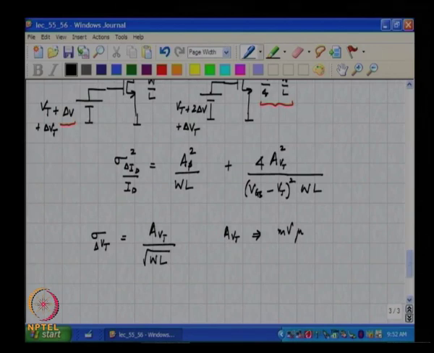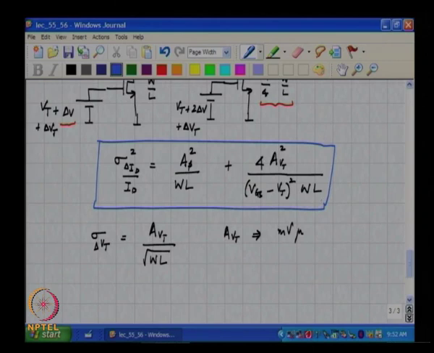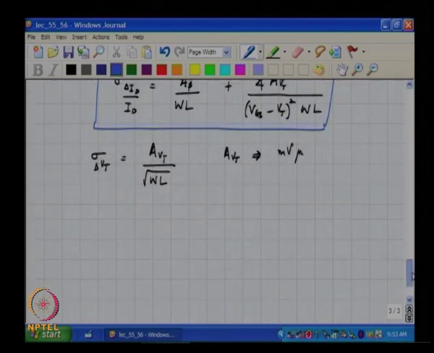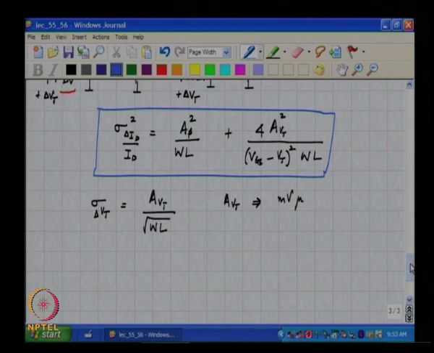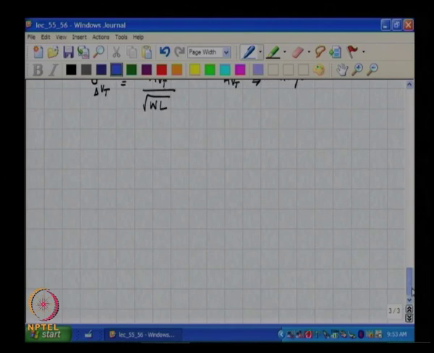Okay. So, if for the same current you want to reduce the mismatch, or in other words if you want to reduce this sigma delta ID by ID, the only way you can do it is to keep W by L the same and keep increasing W times L, all right, assuming that you have maxed out the VGS minus Vt. Does it make sense? All right.